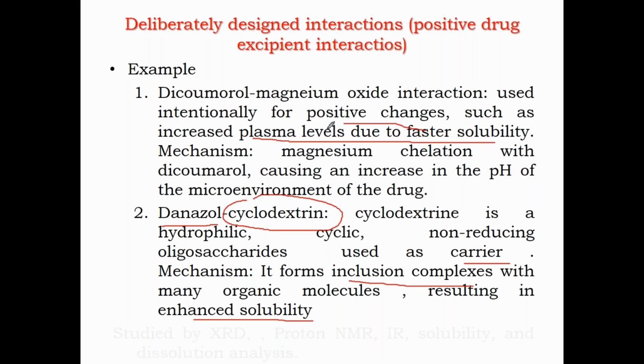Okay, there's another example where the deliberate interaction was done. Interaction between bucomerol and magnesium oxide resulted in the increased solubility, and this is mainly because of magnesium chelation with the bucomerol. The chelation process causes an increase in the pH of the microenvironment of the drug, and because the solubility is dependent on the pH, the pH was favorable for the solubility, and that's how the bucomerol solubility could be enhanced. So these are the examples of the deliberate interaction process.